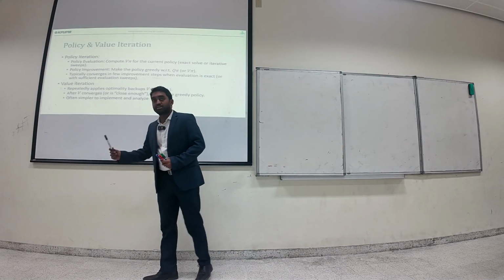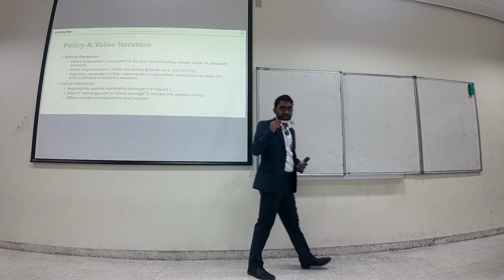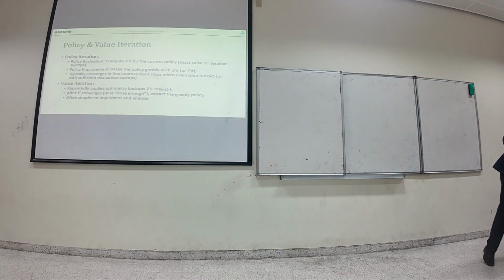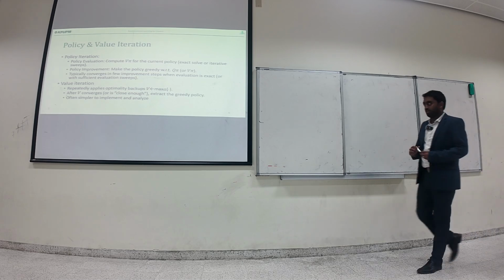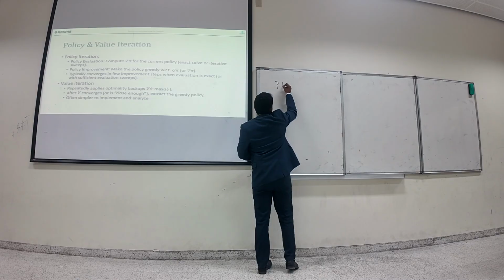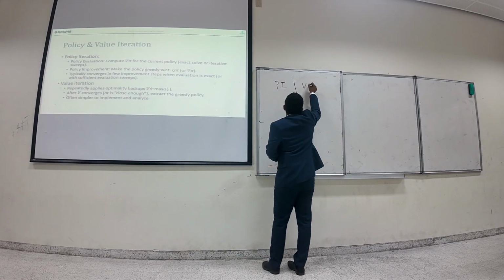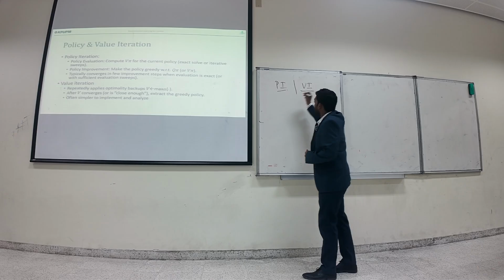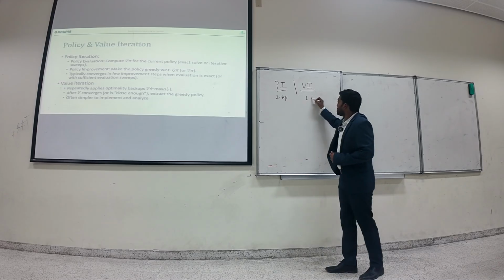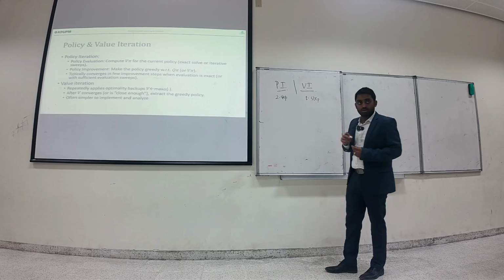So firstly, you have heard these words a lot, right? Policy iteration and value iteration, okay? Now what exactly are policy and value iteration? There are two ways you can improve the policy, okay? One is policy iteration, the other is value iteration. Policy iteration is a two-step process. Value iteration is a one-step process, okay?